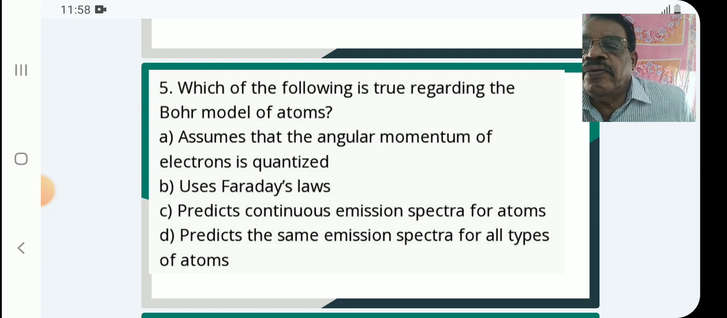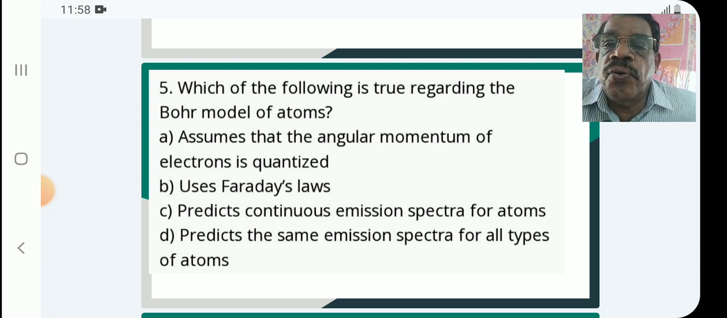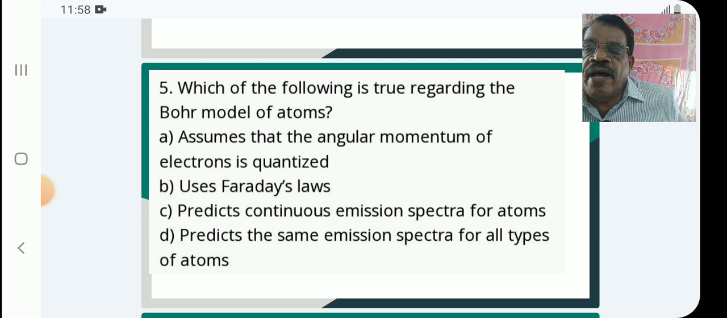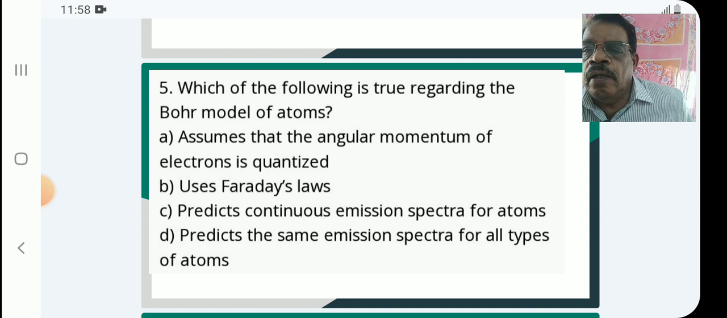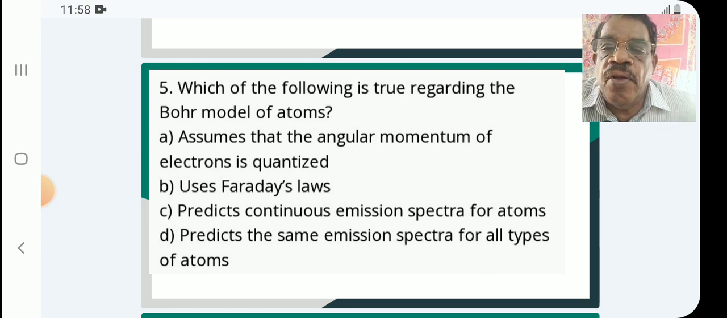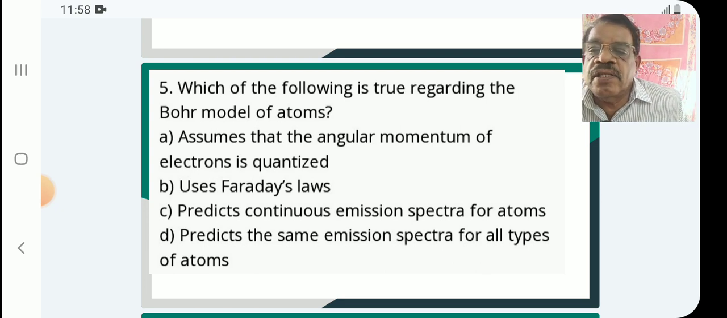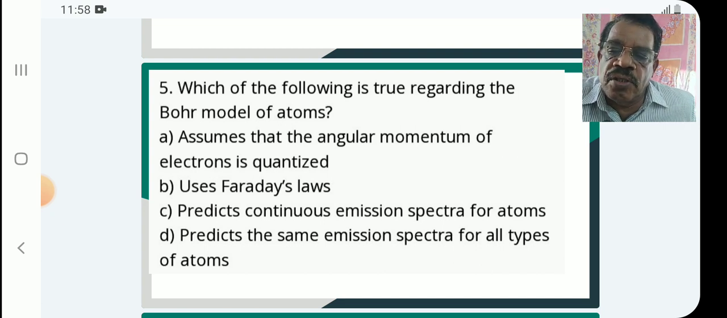Next question, which of the following is true regarding the Bohr model of atom? A, assume that the angular momentum of electron is quantized. B, uses Faraday's laws. C, predicts a continuous emission spectra for atoms. D, predicts the same emission spectra for all types of atoms. There are 4 choices here. Assume that the angular momentum of the electrons is quantized. That is the best choice.